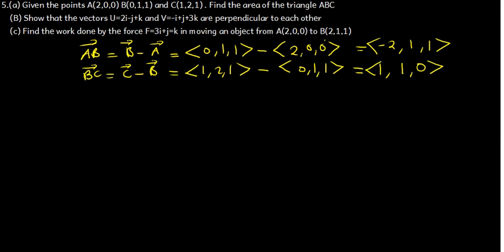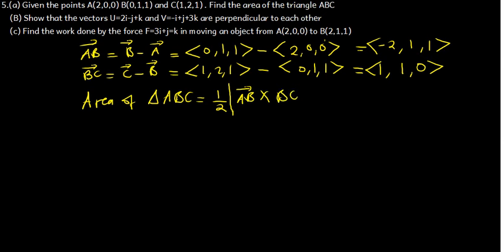Now I want to find the area. And we know that the area of triangle ABC is simply going to be 1 over 2 multiplied by the magnitude of the vector product of AB and BC. That is going to be it. So this is going to be equal to 1 over 2. We have got the magnitude, which is representing distance. But for the vector product, we just need to determine the determinant of AB, BC.